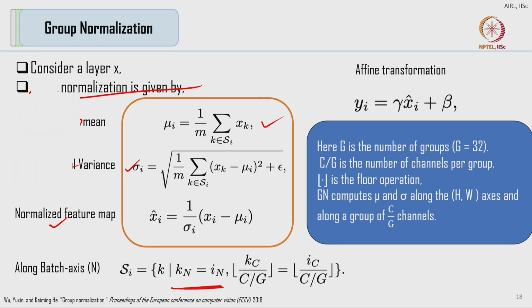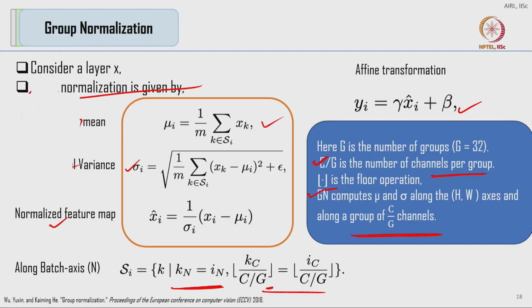Now we define a term which is C by G, which is the number of channels per group, and this highlights the floor operation. Essentially group normalization computes mu and sigma along the height width axis and along a group of channels only. It is not across all channels but across a selected set of channels, which is highlighted by this equation. Affine transformation is given as y equals gamma times x plus beta.